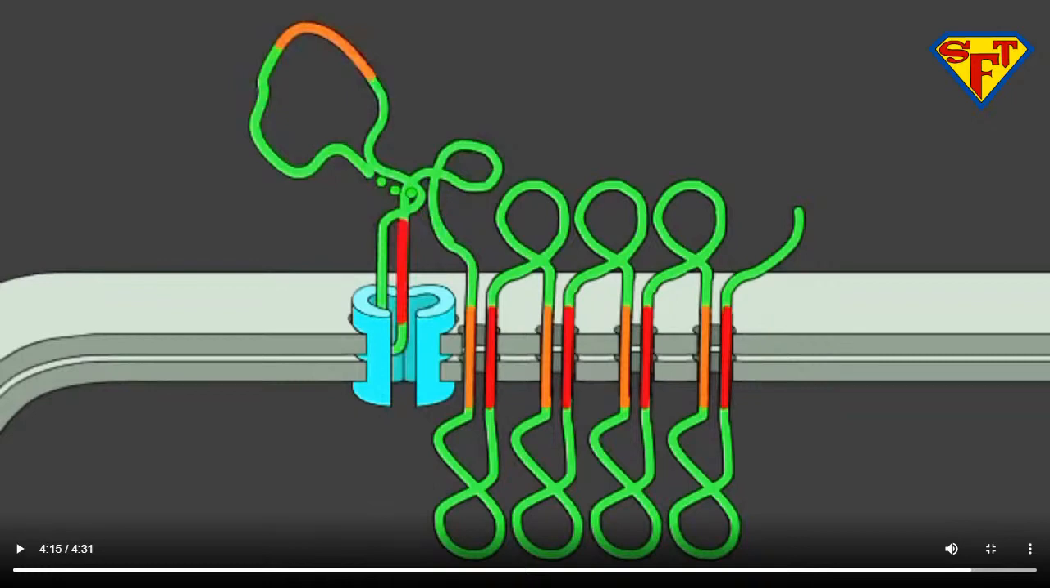Just in reviewing this video, we need the signal recognition protein. We need another protein called the signal recognition receptor. We need a translocon channel, which is this blue thing here. We need the signal peptidase, which is going to cut pieces off. And then we need a plug when it's all done.